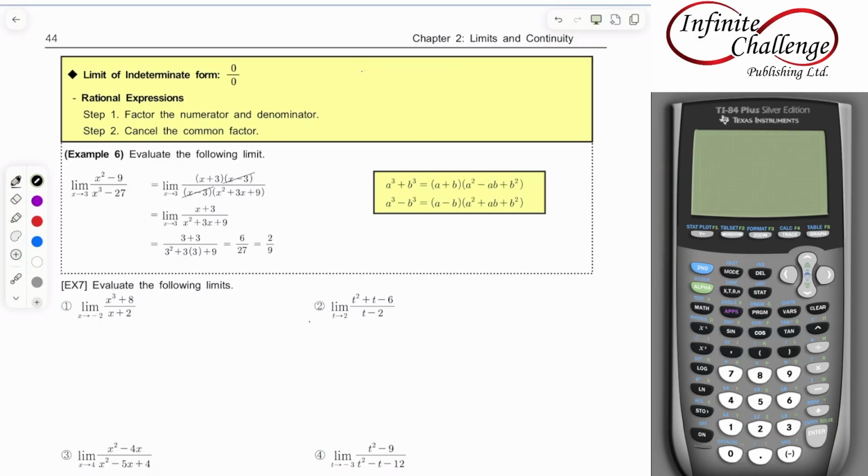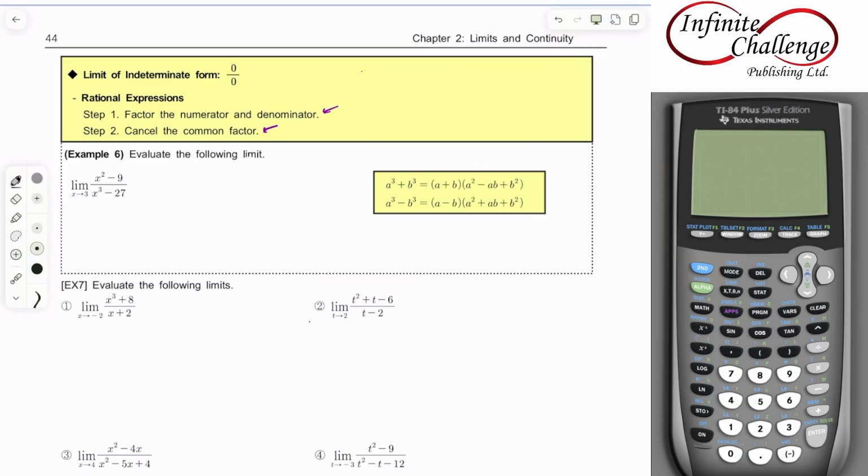In the case of 0 over 0, specifically those that involve a rational expression, most times all we have to do is factor the numerator and denominator and cancel the common factor. Hey, those are the two steps they want you to do.